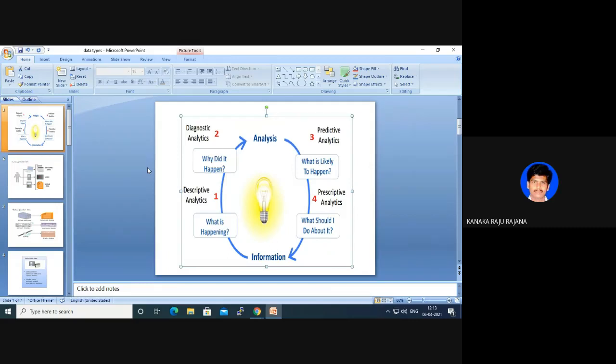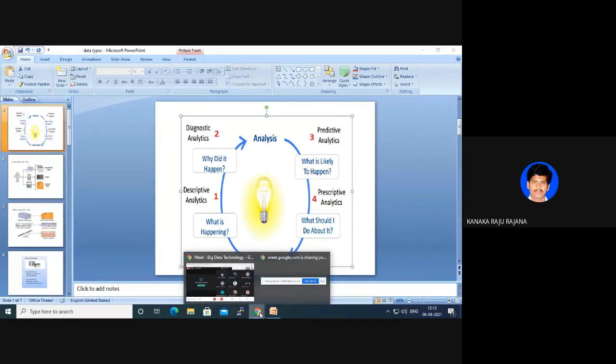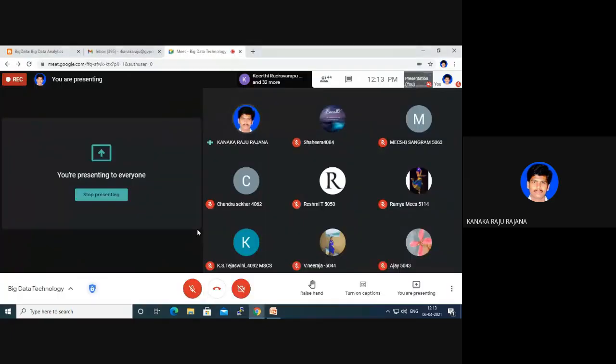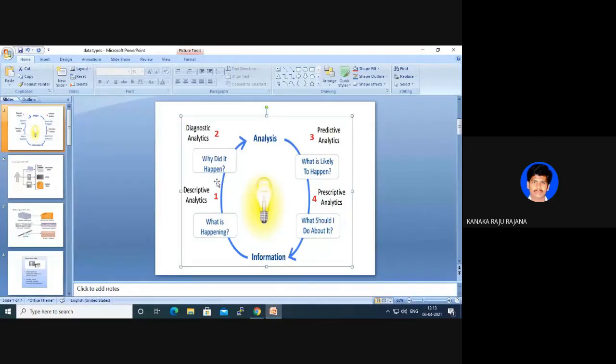Okay, and what are the different analytics? Fine. So for that, what we are going to do is analyze four major analytics, and we have already discussed all these four.